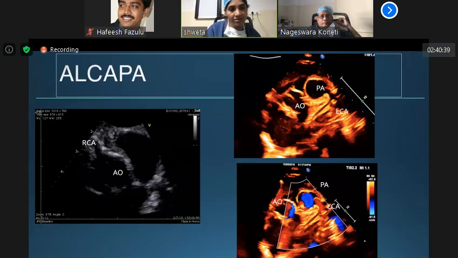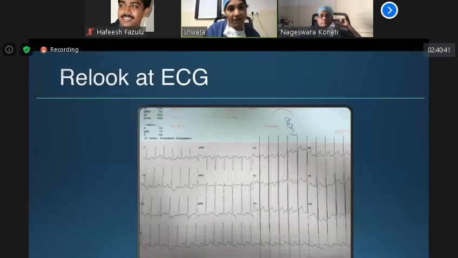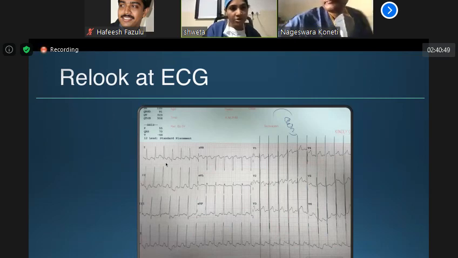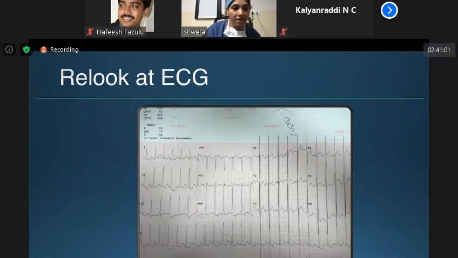So again, ALCAPA, a very important structural cause, and if you repair this on time, the ventricular function will normalize over a couple of months. So again, Q waves in 1 and aVL are pathognomonic. Apart from that, there are ST-T changes. Can you see lead 2? There are ST-T changes. V6, there are ST-T changes. So Q waves in 1 and aVL are pathognomonic of ALCAPA.